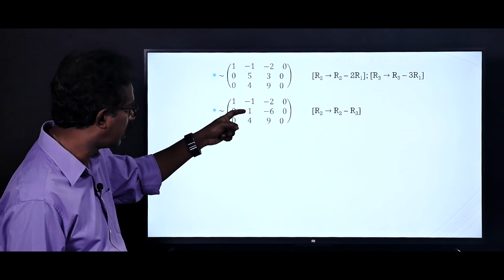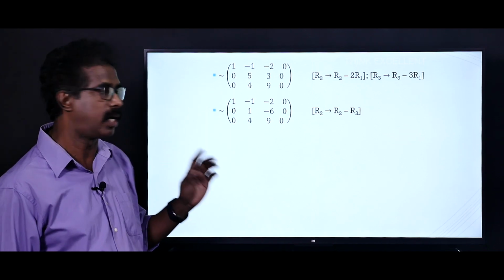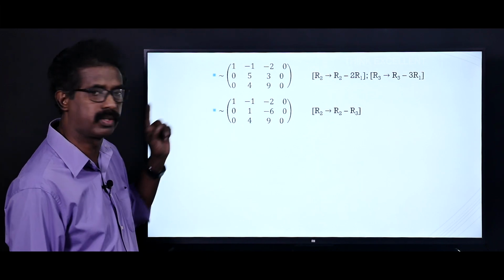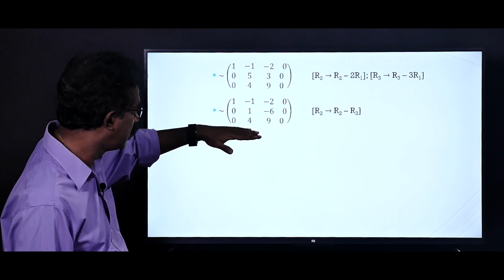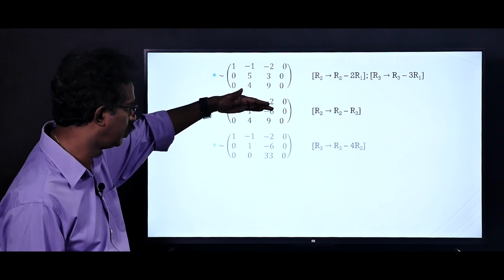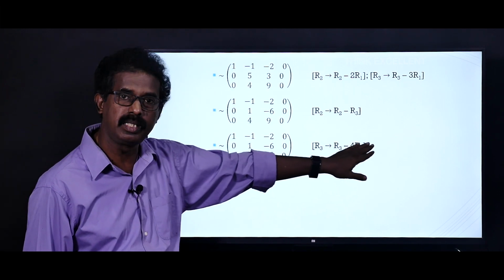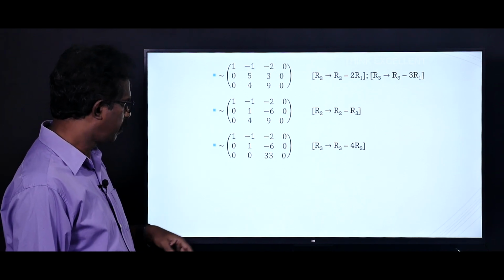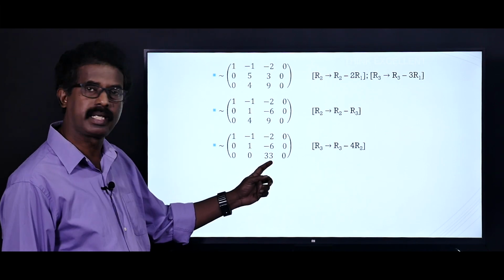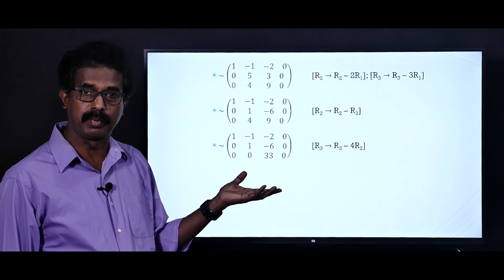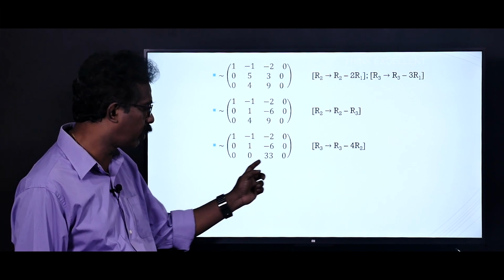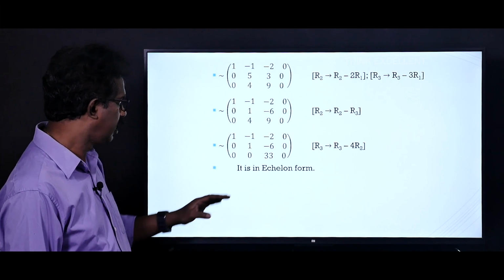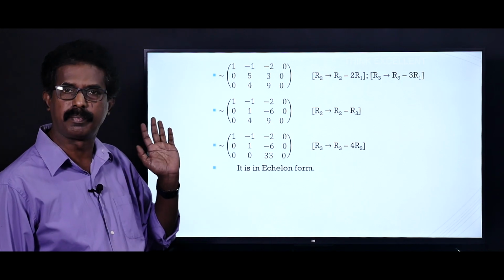Second row, second element 1. We want to make this as 0. How can you make this 0? 4 minus 4. So R3 is R3 minus 4R2. Practice these calculations well. Okay. Now this one, if you want, you can make it as 1, dividing by 33, or even leave it, no problem. It is in echelon form.